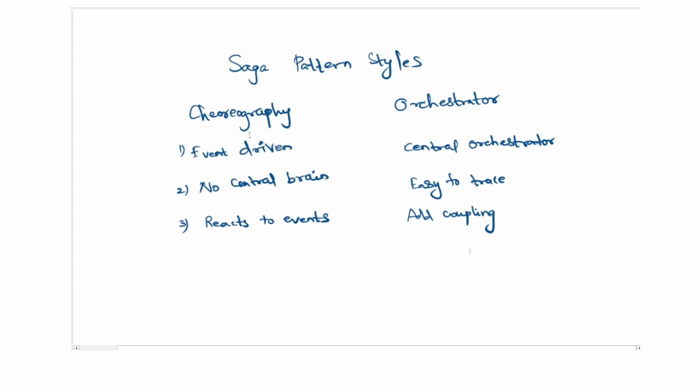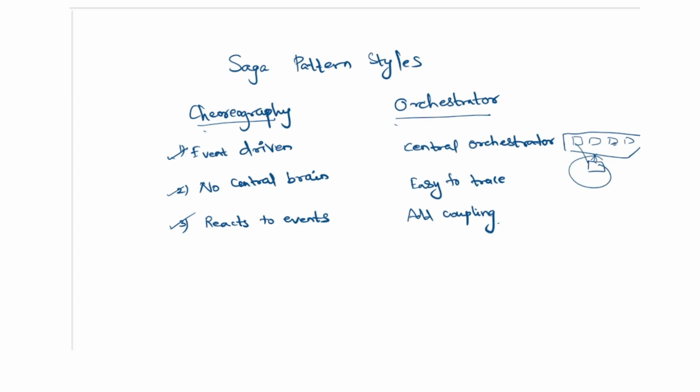Let's talk about the Saga Pattern implementation styles. One is choreography, another one is orchestrator. In choreography, it is event-driven and there is no central brain to control the services, and each service should react to events. In an orchestrator, a central orchestrator will be there and that will control the other services. However, it is easy to trace, but it adds coupling to the services.